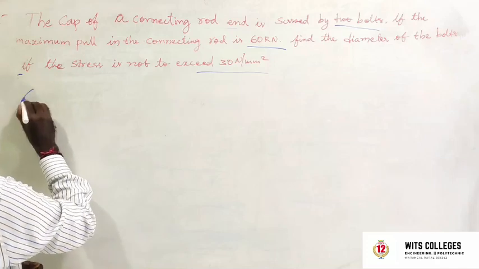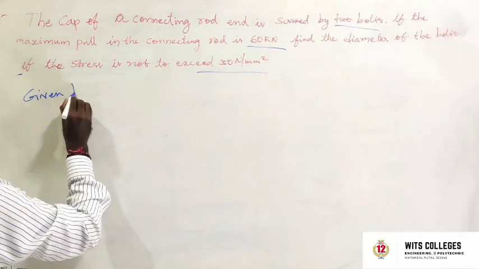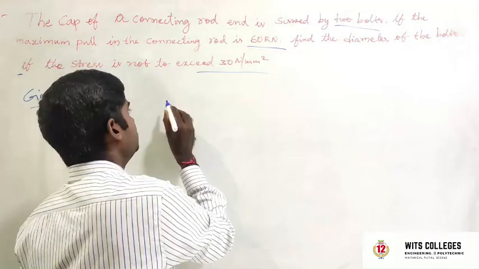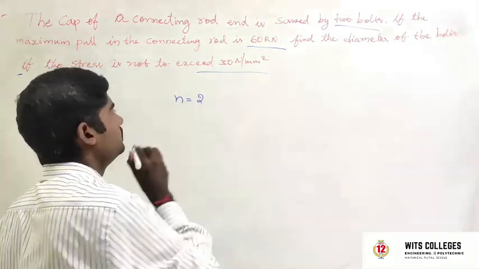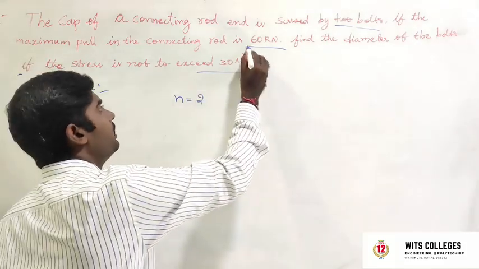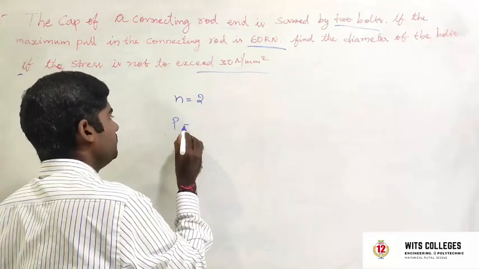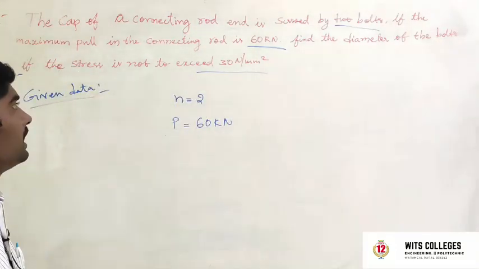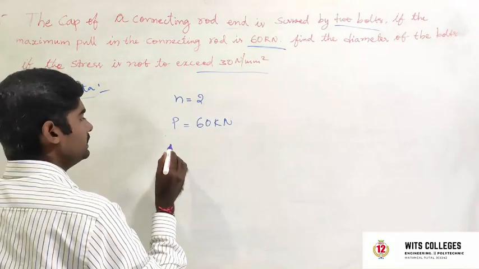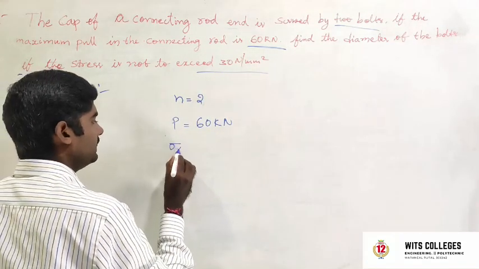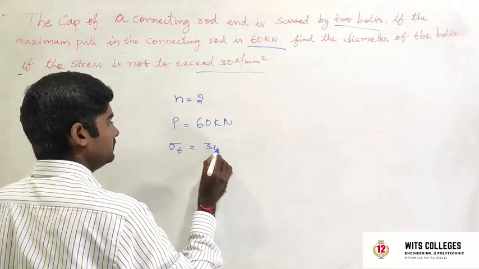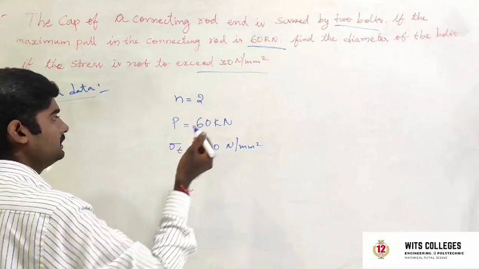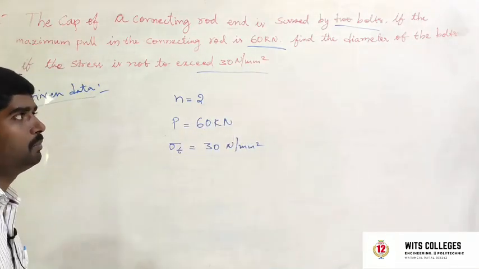In this one, our given data is: number of bolts n is equal to 2, load P is equal to 60 kilonewtons, and the stress is not to exceed 30 newtons per mm square, so sigma T is equal to 30 newtons per mm square. Using these values, find out the diameter of the bolt.